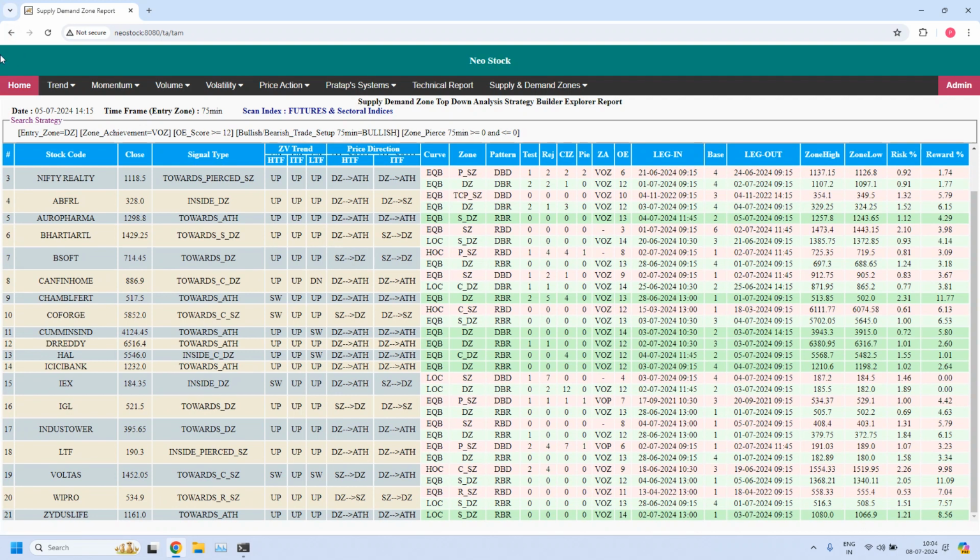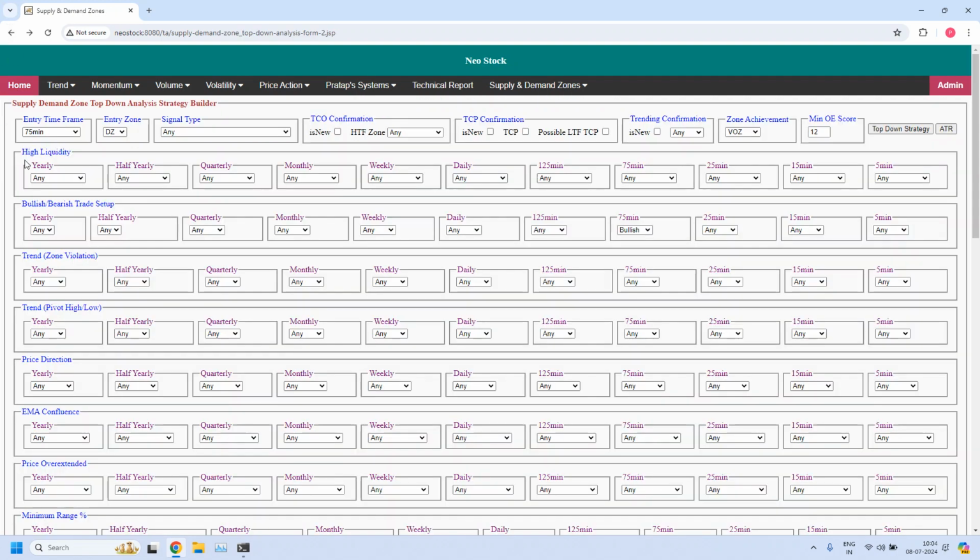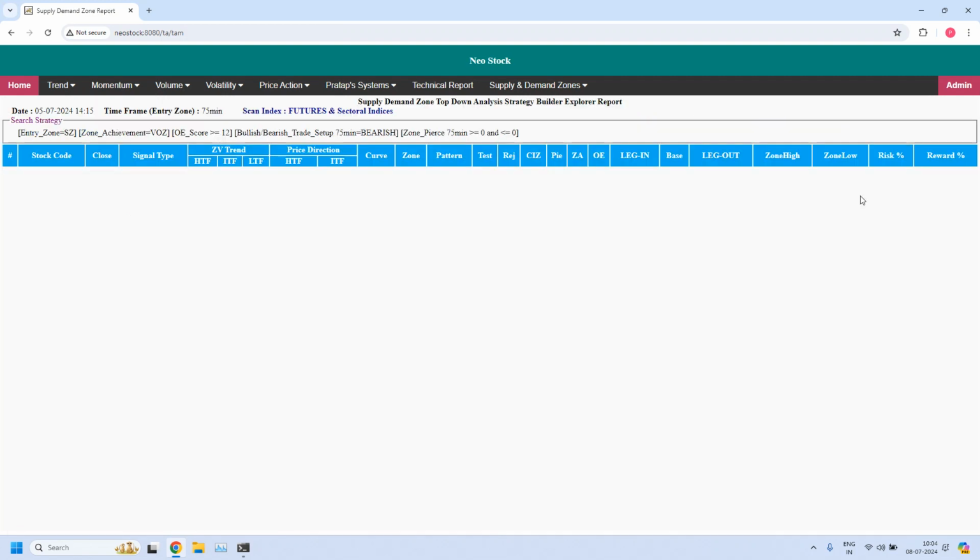Now let me generate the next report. Bearish trade setup for weekly income trade. So entry time frame 75 minutes. Entry zone should be supply zone. And also in bullish or bearish trade setup, 75 minutes time frame, the value should be bearish. And all the three filters are now applied to 75 minutes supply zone. Let me generate the report. So no stocks are filtered. That means currently there are no stocks supporting bearish trade setup for weekly income trade.